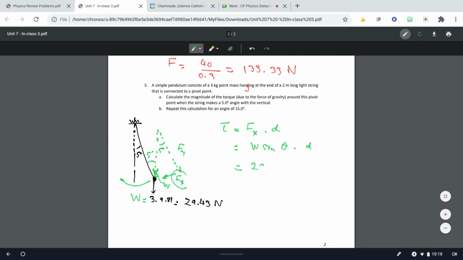In other words, once you put in the values, you've got 29.43 times sine of 5 times the distance, which is 2 meters. That should give you an answer of sine 5 times 29.43 times 2, which is 5.13 newton meters.